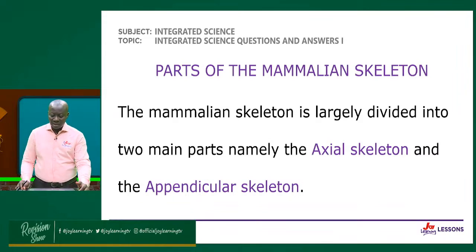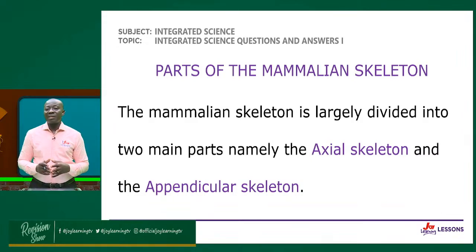The mammalian skeleton is largely divided into two main parts, namely the axial and the appendicular. The axial constitutes the skull and the bones that run from the skull to somewhere around the back of the pelvis.